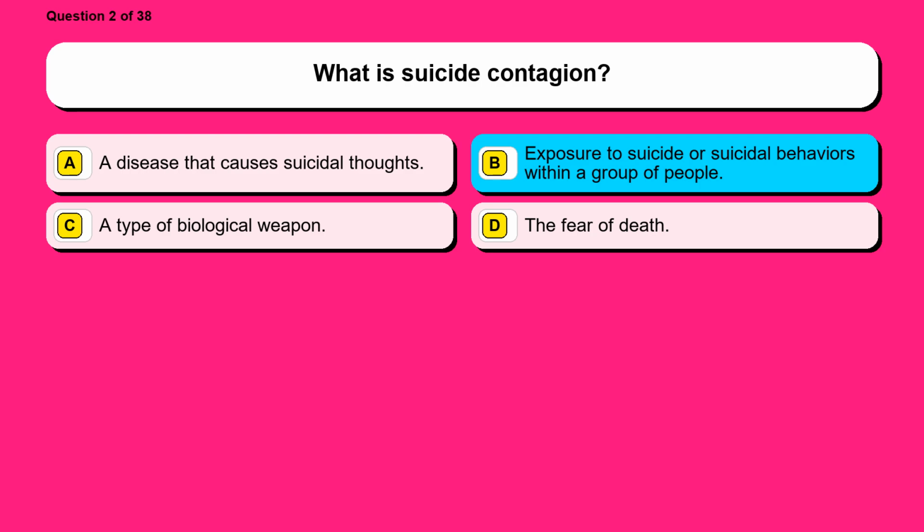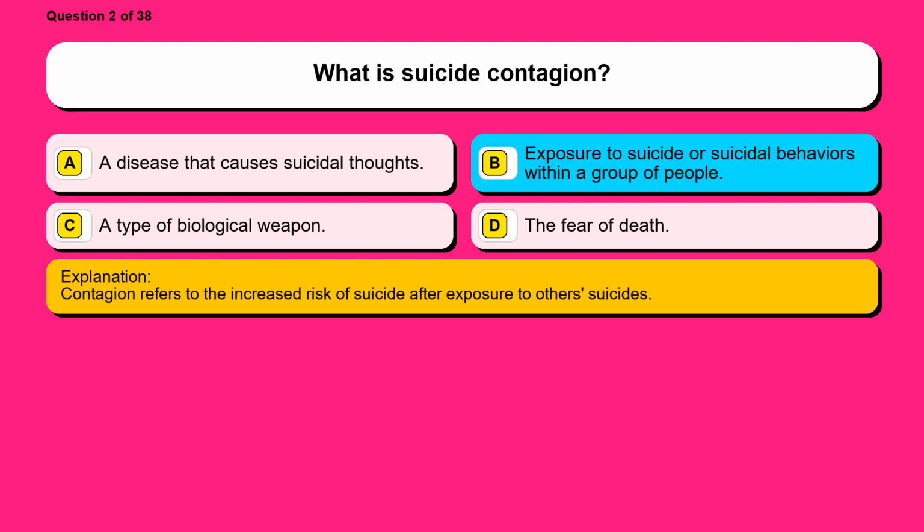The correct answer is option B. Exposure to suicide or suicidal behaviors within a group of people. Contagion refers to the increased risk of suicide after exposure to others' suicides.